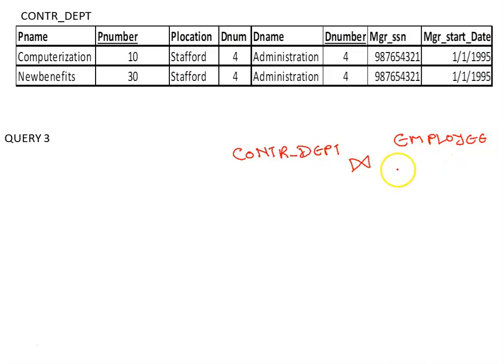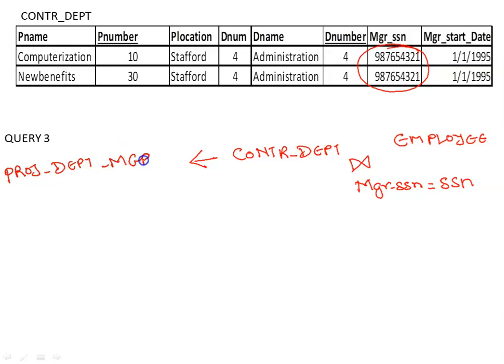What are the join attributes in this case? With respect to controlling departments, the join attribute is manager SSN. So manager SSN equals the SSN attribute of the employee relation. And store this into a temporary relation called project department manager.